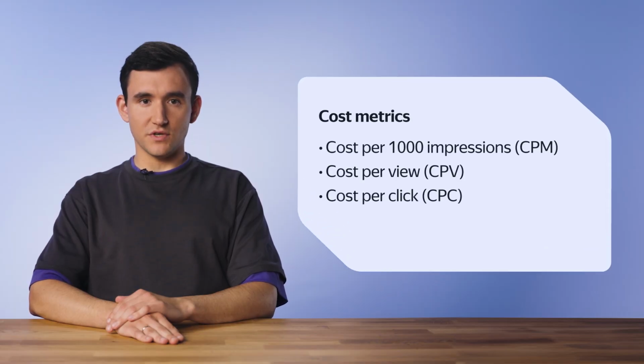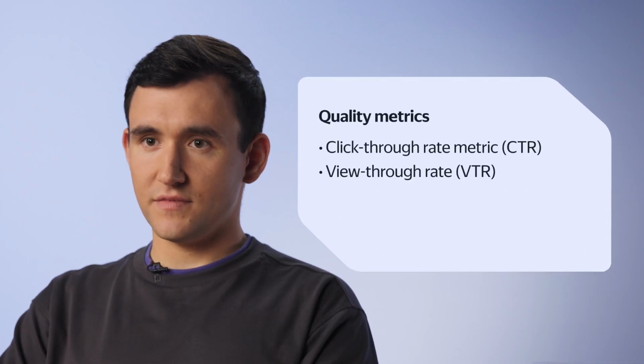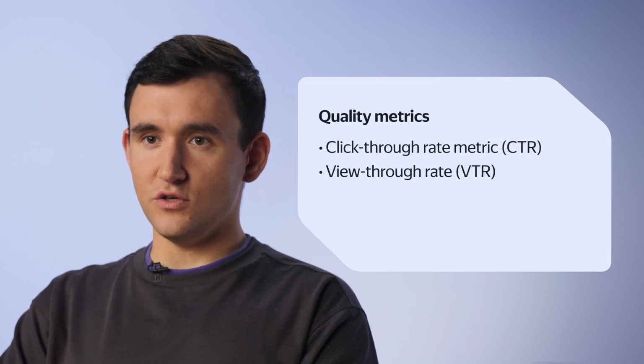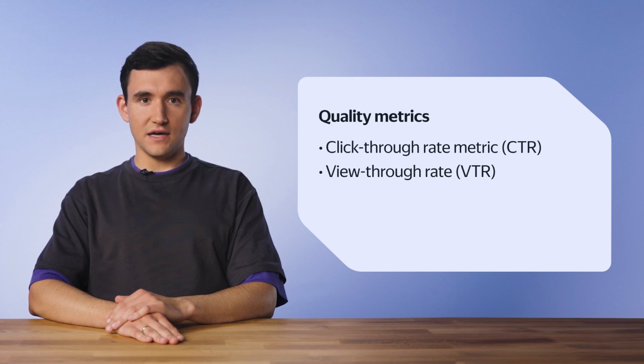Metrics for measuring the effectiveness of display advertising can be divided into 4 categories. The first category represents the cost metrics: cost per 1,000 impressions, or CPM, cost per view, or CPV, and cost per click, or CPC. The second category is made up of quality metrics. With the click-through rate metric, or CTR, we can determine how engaging our creative is to users. With view-through rate, or VTR, we can measure how many users watched our promotional video to the end. The reach figure displayed in the interface shows how many unique users we reached within the display campaign, while the frequency metric indicates how many impressions we served per unique user.